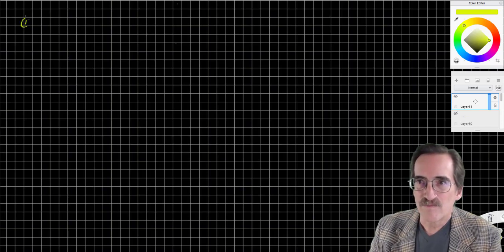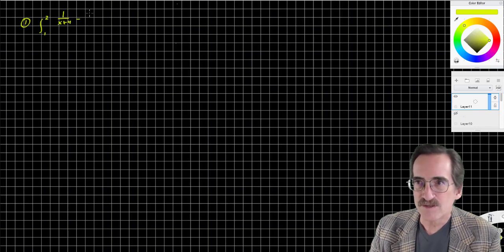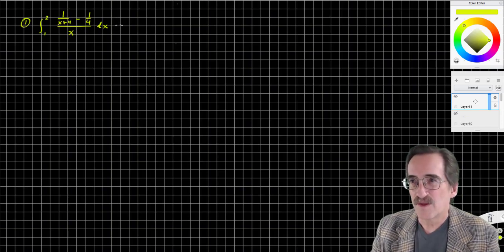Number one. So we're going to find the definite integral from 1 to 2 of (1 over x plus 4 minus 1 over 4) all over x. The key here should be fairly obvious. When you have a complex rational expression, you can eliminate the rational expression. You can multiply top and bottom by the least common multiple, 4 times (x plus 4). That's one technique. In this particular case, I prefer to just do the subtraction.